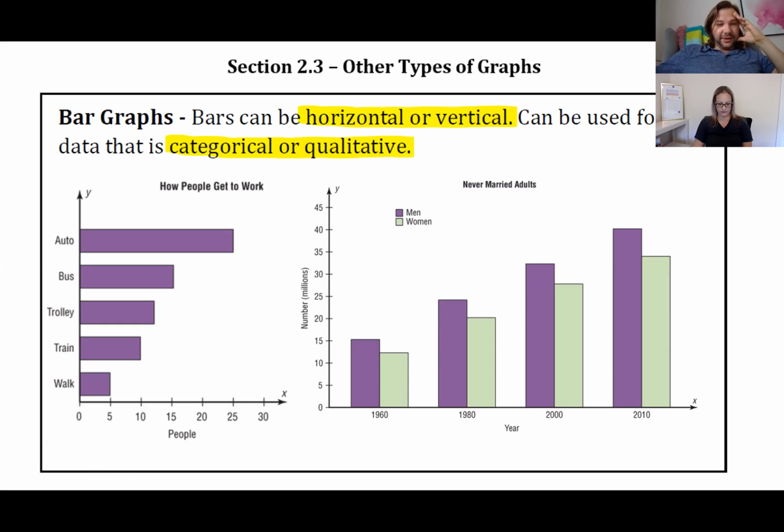You have anything else I should say, Karen? No. Okay. Oh, and good, we wrote down compound bar graph.